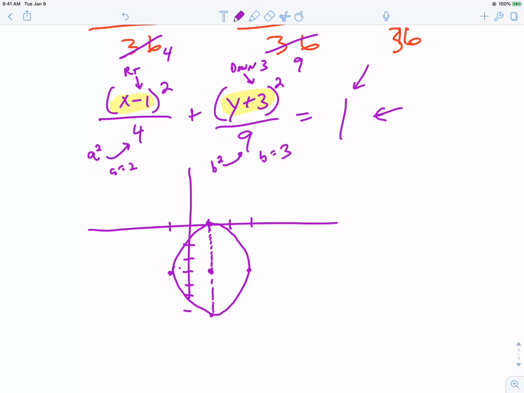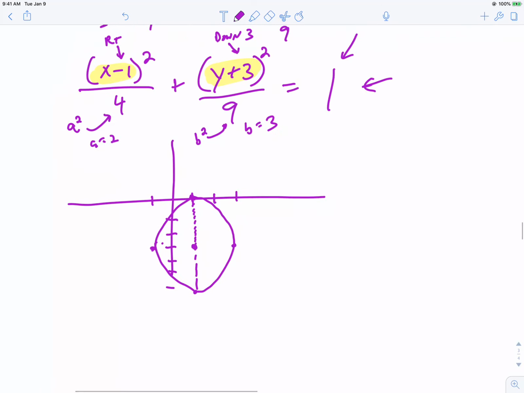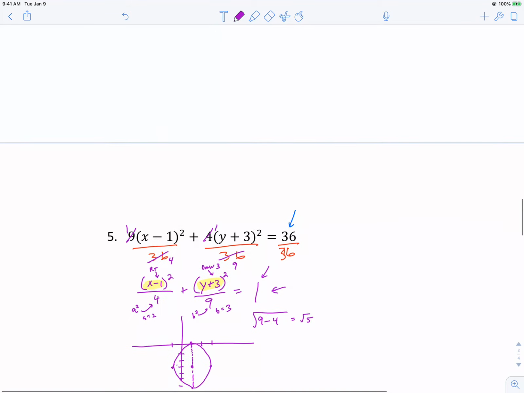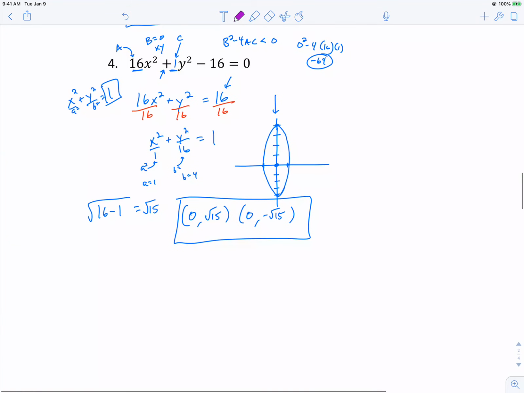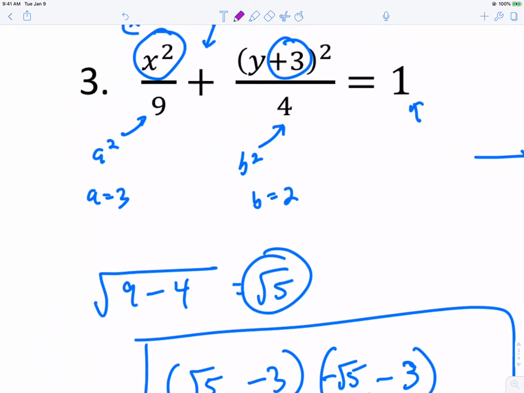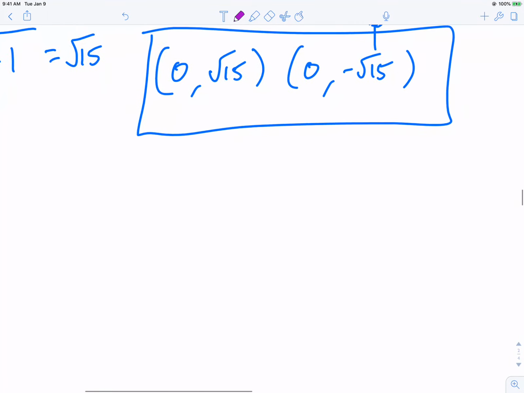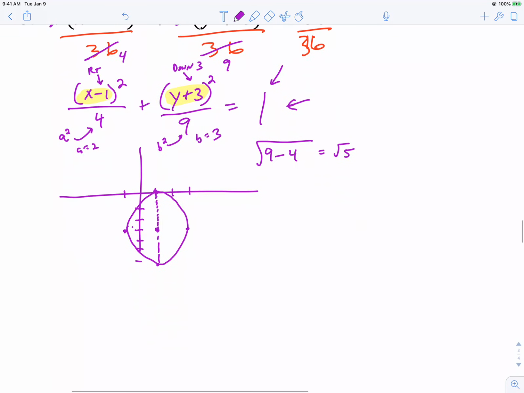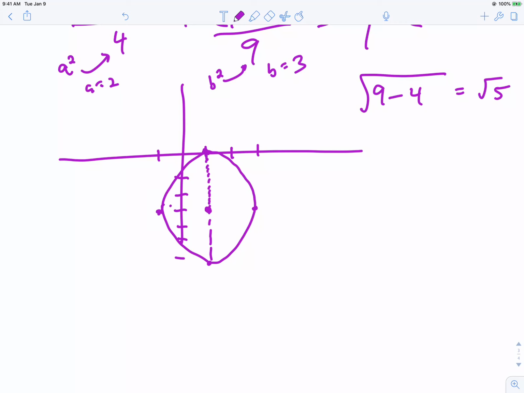So there's our graph. And then we want the foci. So the foci are the square root of 9 minus 4, so that's going to be square root of 5 again. Was it 4 and 9 last time? Yeah, 9 and 4 again here. So notice it's the same thing, it's just in the other direction because this is oriented vertically.